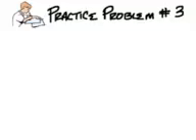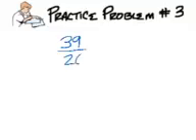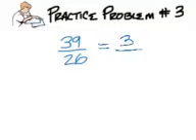Reduce this fraction. Bring it up here. Practice number 3. 39 over 26. What's the highest number that goes into both? 13, yeah. 39 divided by 13 is 3, and 26 divided by 13 is 2.